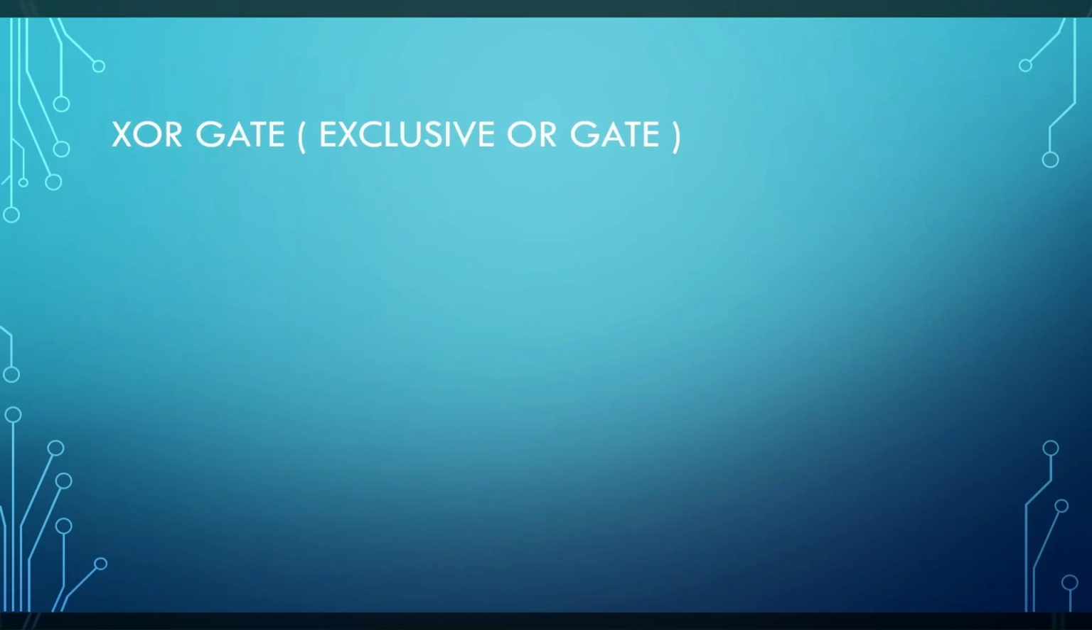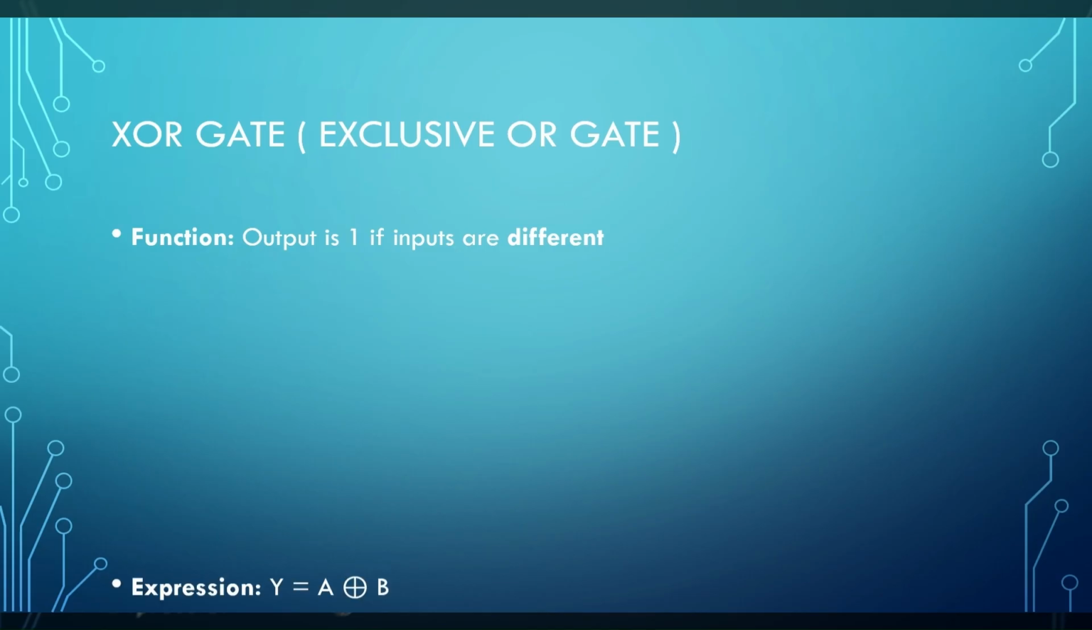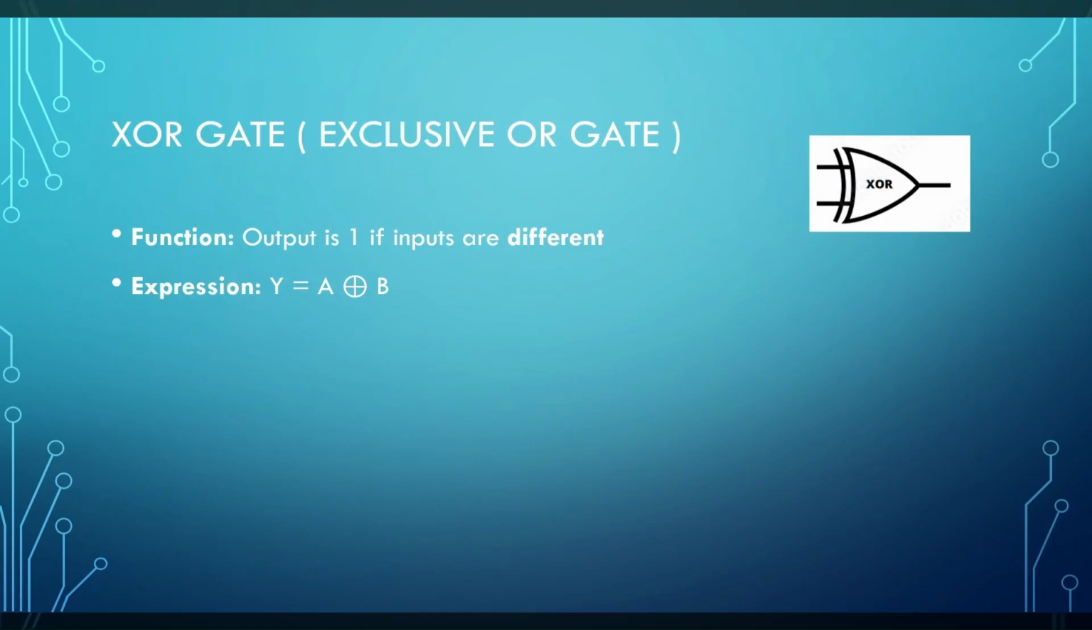Now we have another gate, that is XOR gate, which is also called exclusive OR gate. Here the output is 1 if inputs are different. See, if we have the same input combination, then the output will be 0. Otherwise, in all the cases, the output will be 1. So its expression is written as A XOR B, and this symbol drawn in the middle represents XOR gate. The symbol is like OR gate, and in front of it we put another line. So this is the symbol for XOR gate.